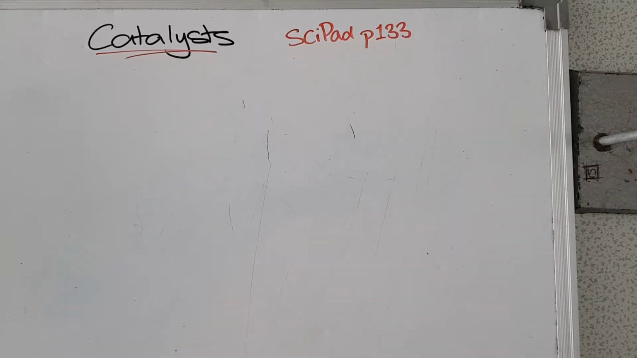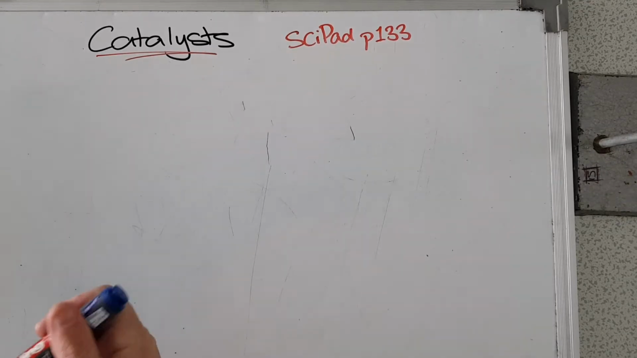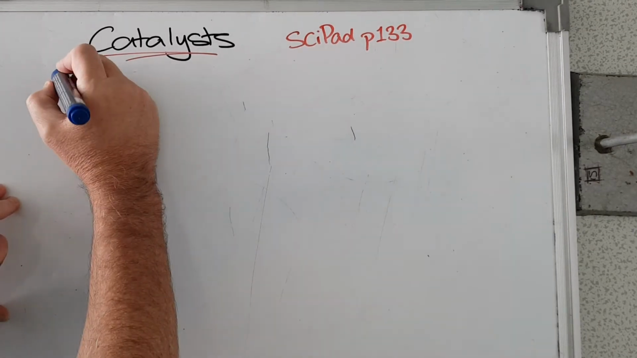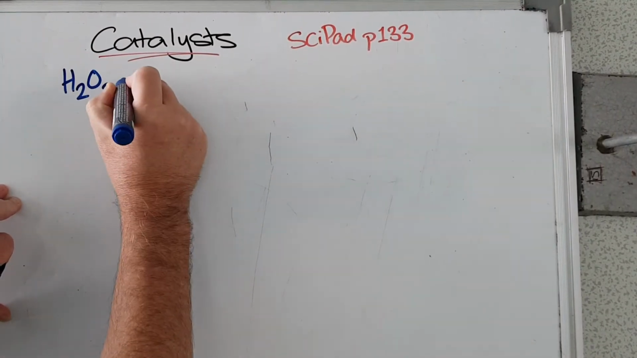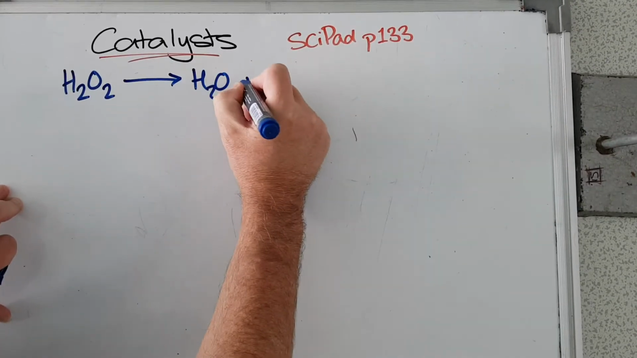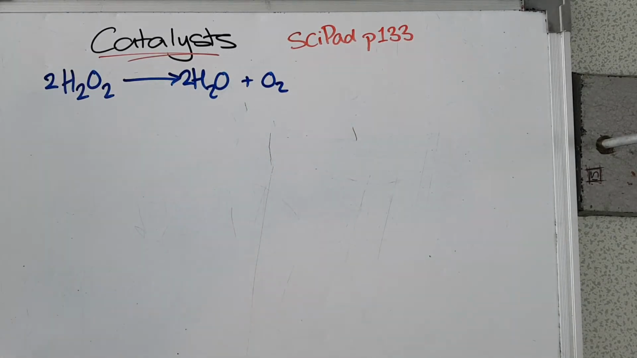So far we've looked at using concentration, temperature and surface area to increase the speed or rate of a reaction. There's one other way we can do that, and that's using a catalyst. So for example, if I was to have hydrogen peroxide and I leave it for a while, it turns into water and oxygen. And if I balance that, it looks like that.